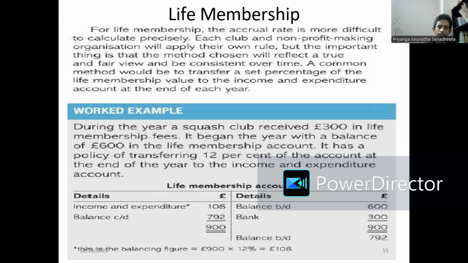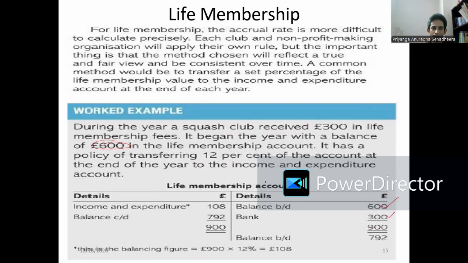The basic thing, mainly when you are going to do your life membership account, is to remember the opening balance given here. It began the year with 600. So it is a liability. That's why it's on the credit side. That's done. Then the important thing here is during the year, they have received 300 in life membership fees. So when you get money, bank account debit and life membership account credit, that's a normal double entry. So that's done. Now, our total figure will be 900.